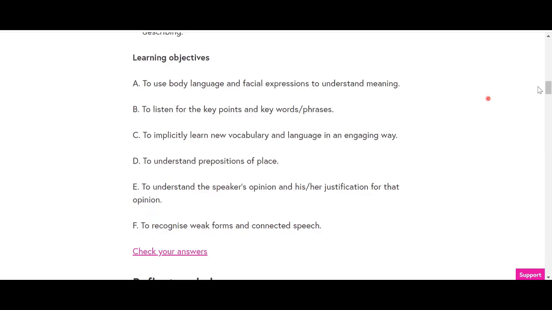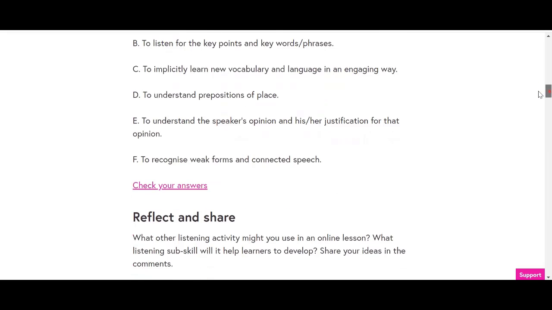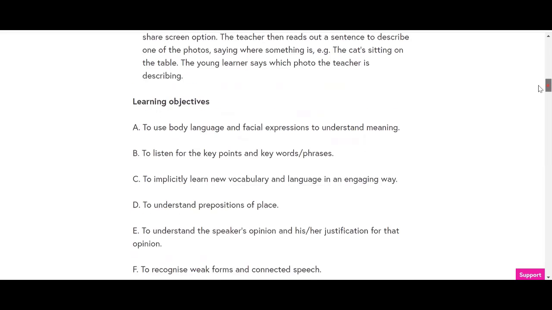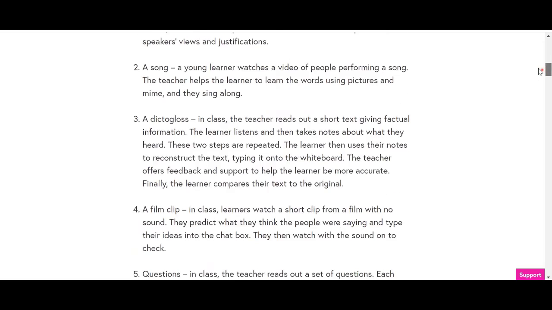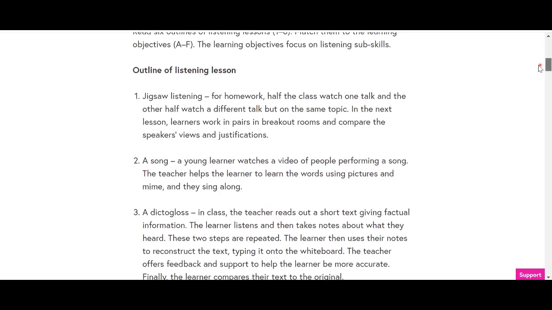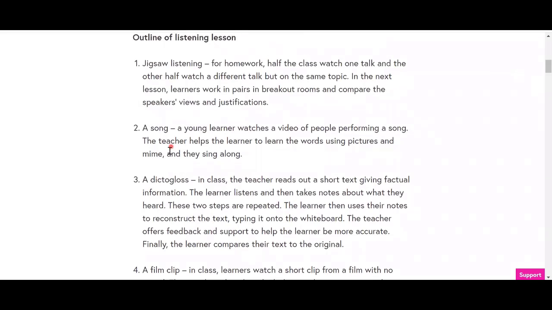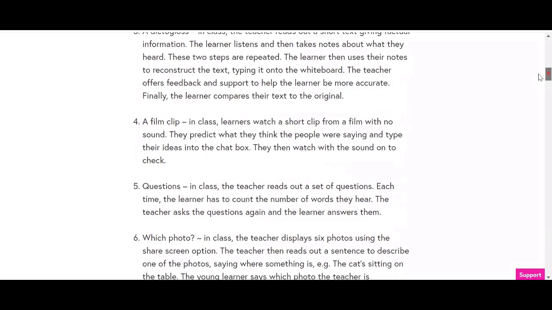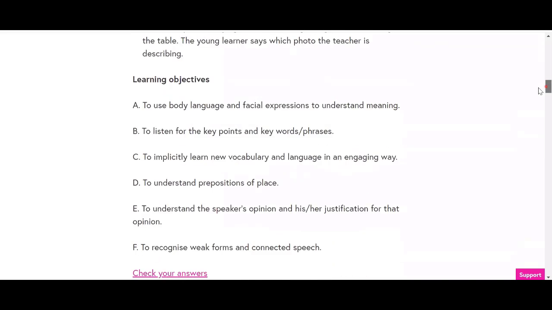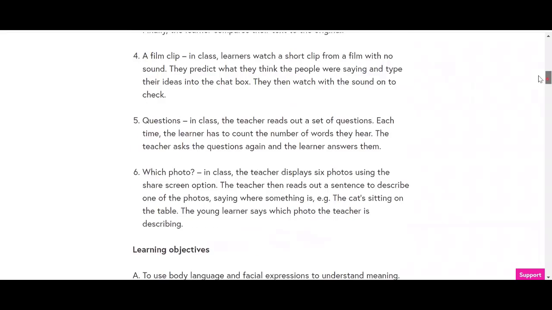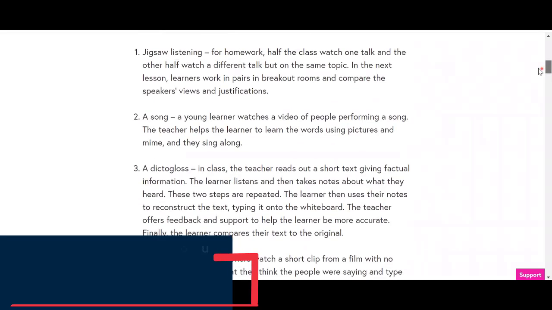So, this is time for us to match the listed outlines here: the jigsaw listening, the song, the dictogloss, the film clip, questions, which photo, with the learning objectives here. For example, number 1, let's start doing together.